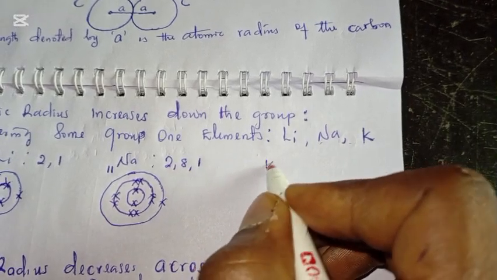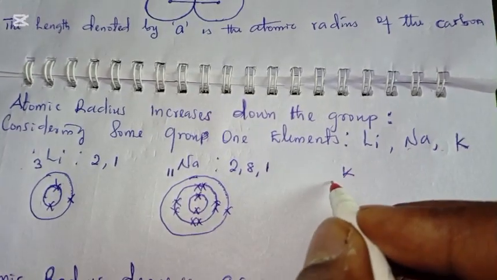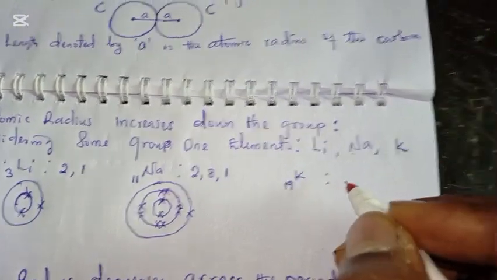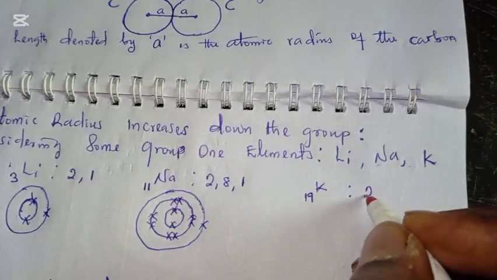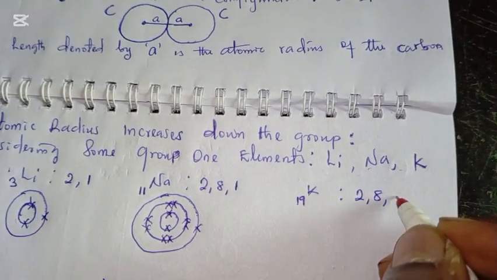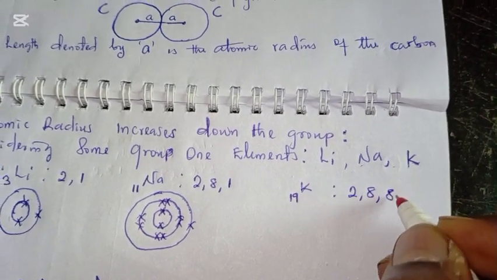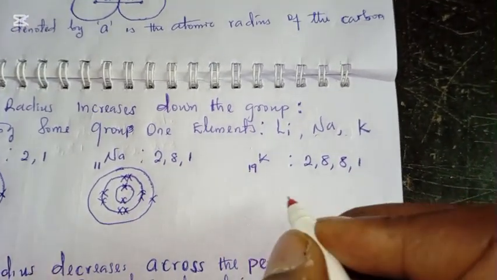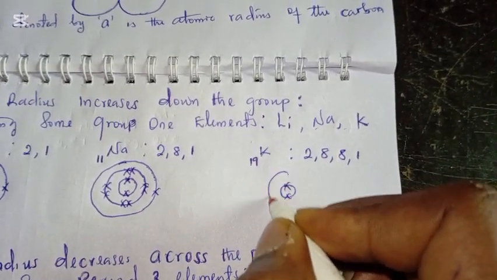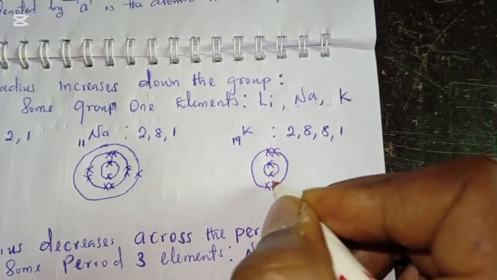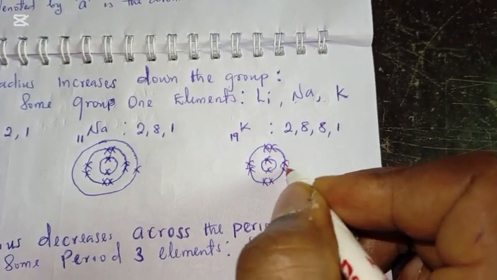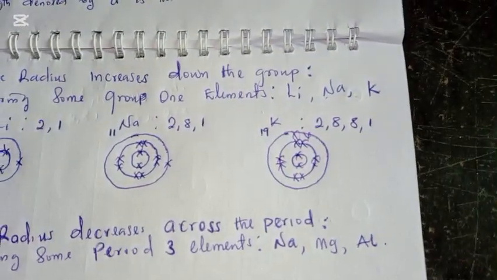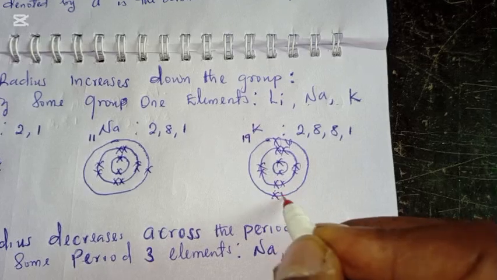We have potassium, which is the 19th element, that is with the atomic number of 19. And the electronic configuration with respect to the shell diagram is what? 2, 8, what? 8, 1. Can you see that? So let's proceed. Drawing the shell diagram, we have 2 here, 8 here, 8 here, 1 here. I believe you are following through.